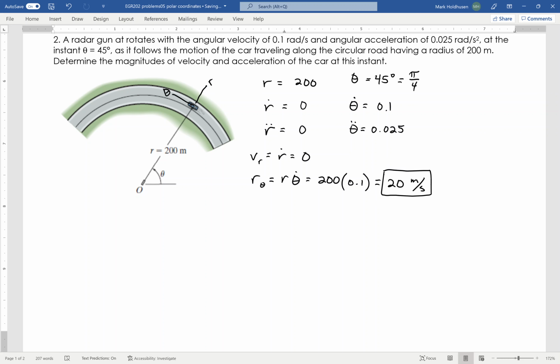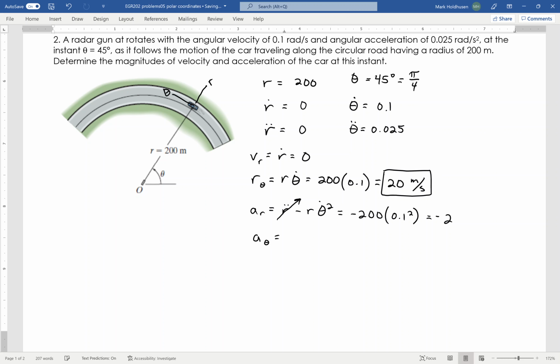Do the same thing with acceleration, and I get the acceleration in the r direction equals r double dot minus r theta dot squared. r double dot goes to 0, so all I'm left with is negative 200 times theta dot squared, 0.1 squared, and that's going to give me negative 2 for my a_r. Negative means pointing back towards the center, right? r points out. So as I go around this constant circle, this is my normal acceleration.